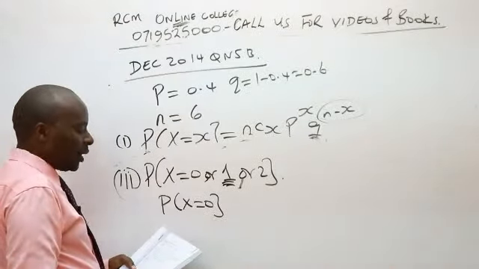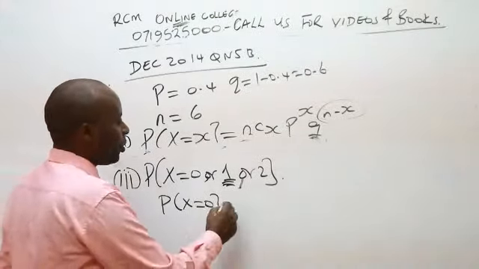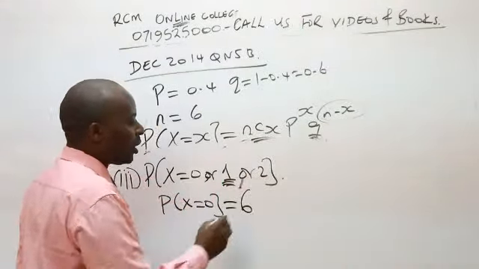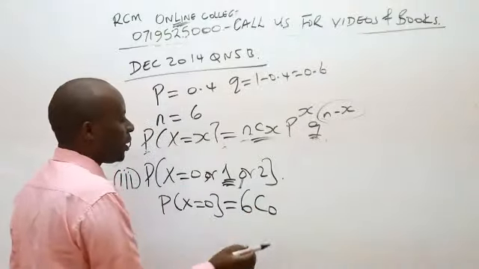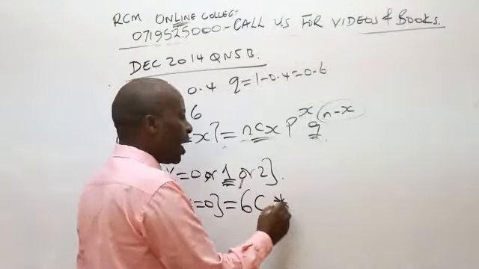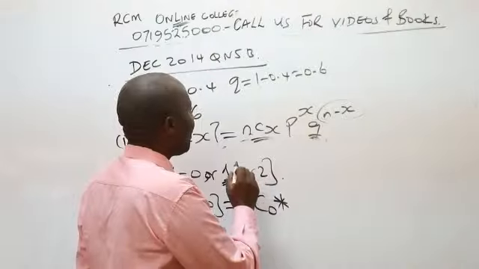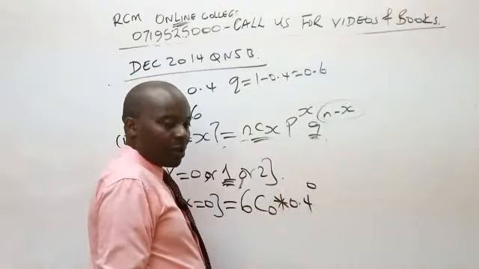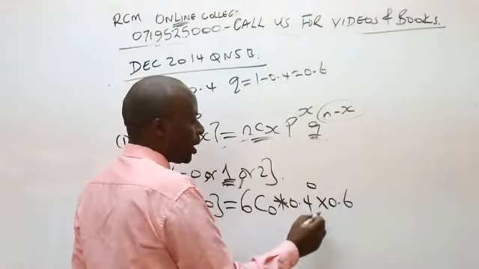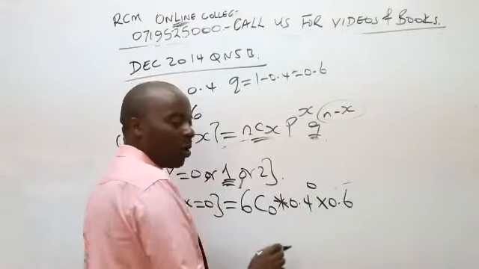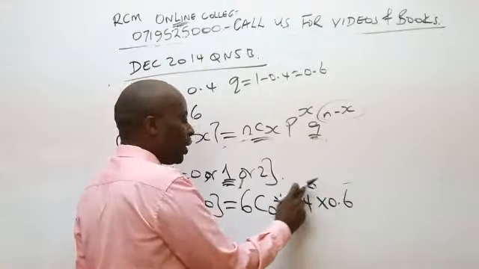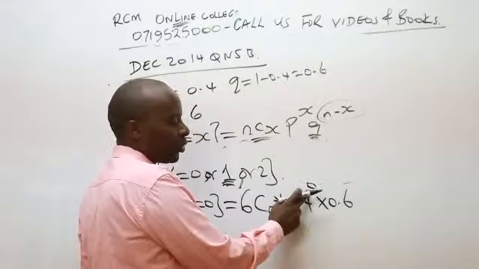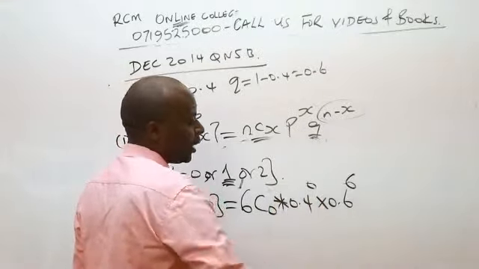So in this case, probability of X equals 0. Here we have 6 combinations X, which is 0. And then we have P, which happens to be 0.4 raised to X, which is 0, times 0.6 raised to the balancing power. We know that the 2 powers must always add up to N. So the balancing power is N minus X, so the balancing power here will automatically be 6.